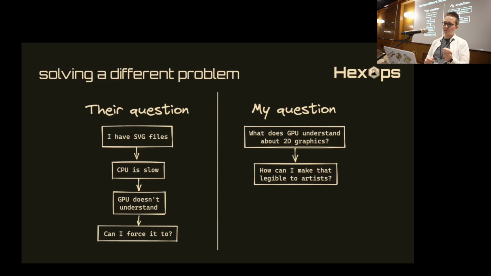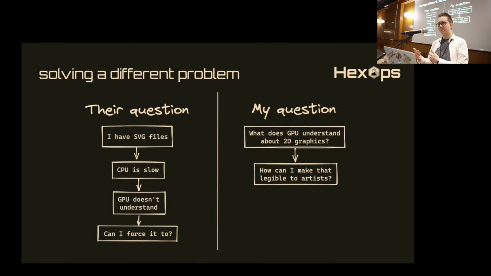And so this brings me to my real point, which is I'm solving a bit of a different problem. I think a lot of people in this space are starting from a point of, I have SVGs, I have vector graphics, I have existing tooling, and I have no interest in touching that. The CPU is pretty slow at rendering these. The GPU doesn't really understand them. What kind of tricks can I employ to get the GPU to render my 2D graphics that I already have?